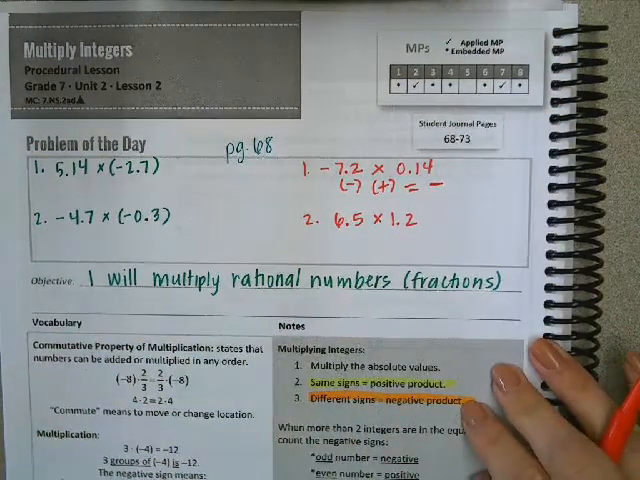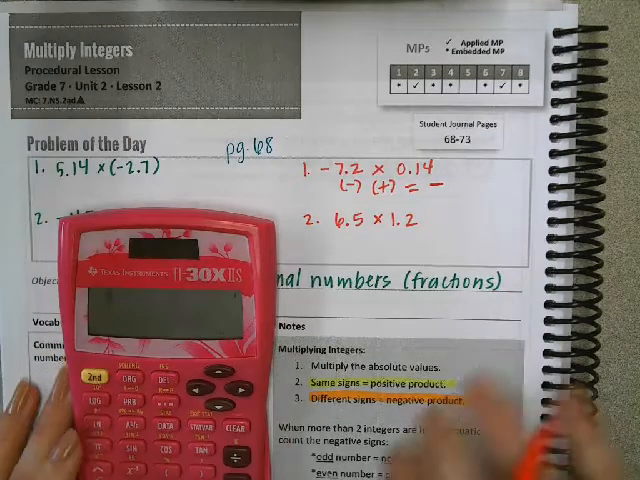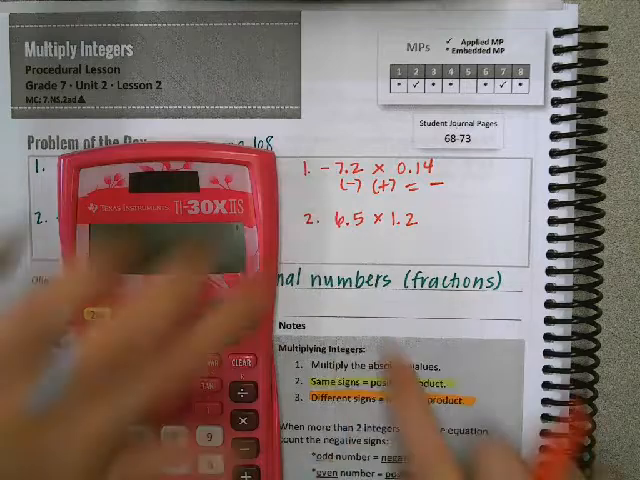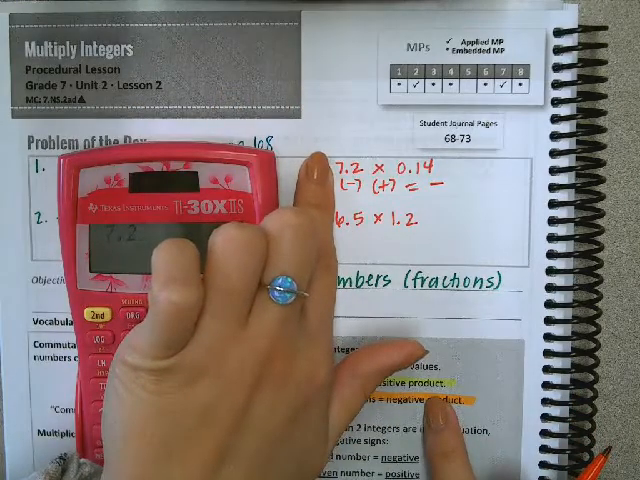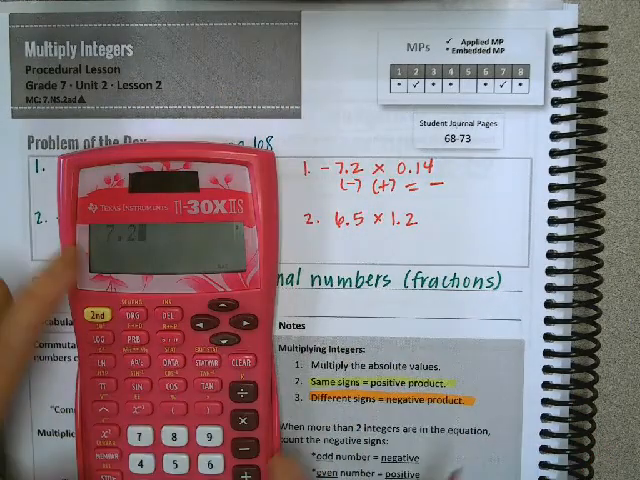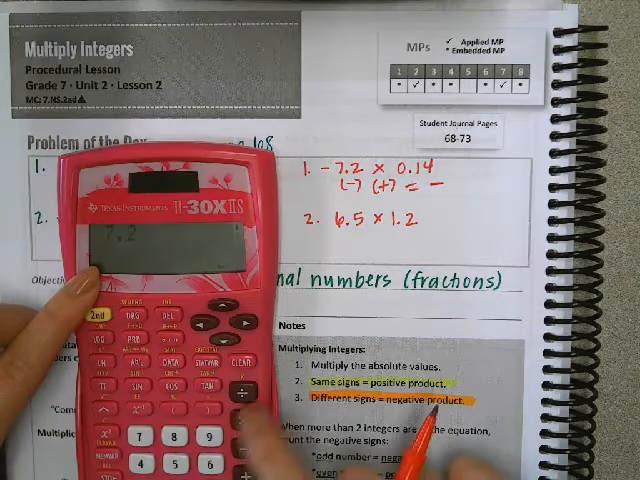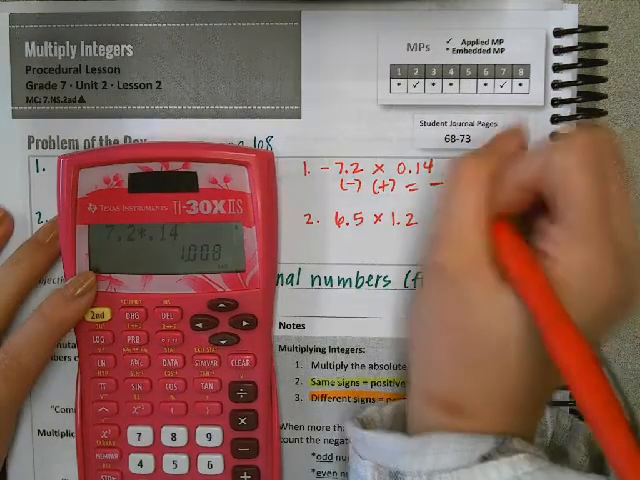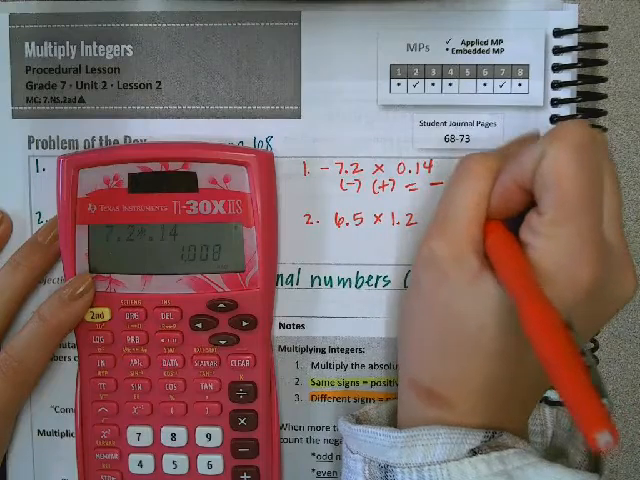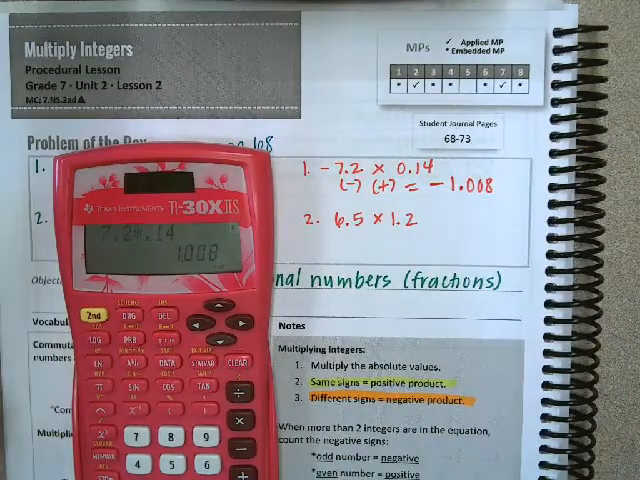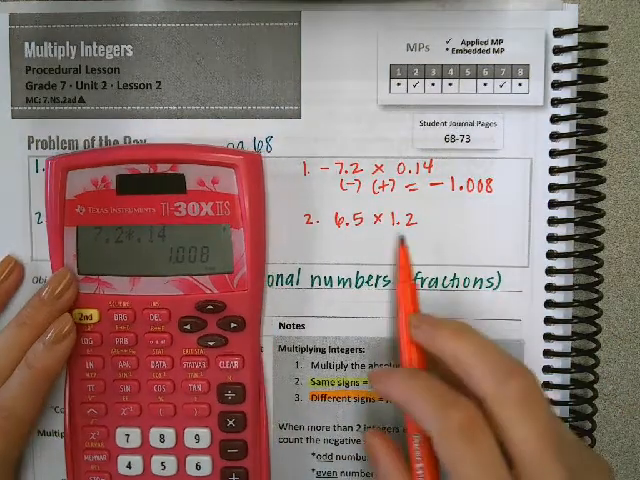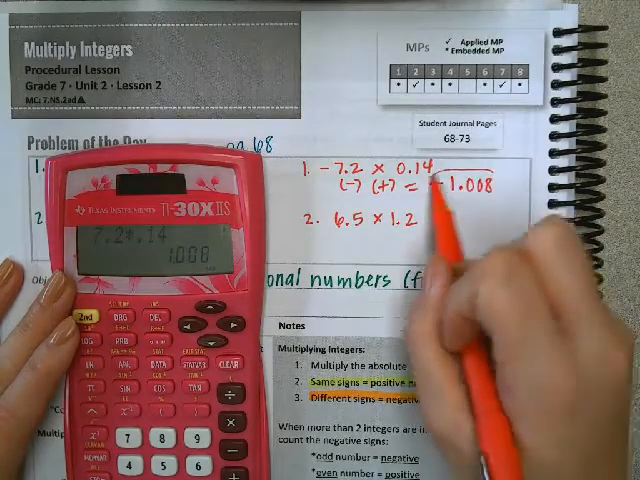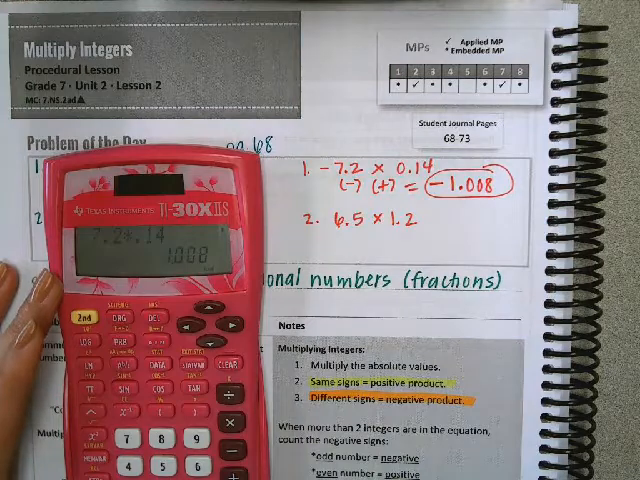Now I'm going to use a calculator. You'll have access to a calculator. So I'm going to put in 7.2. I'm ignoring the sign, so really I'm just multiplying 7.2 times 0.14. So 7.2 times 0.14 equals 1.008. I already had my negative sign, so make sure you don't forget the negative sign. And my answer is a negative 1.008.